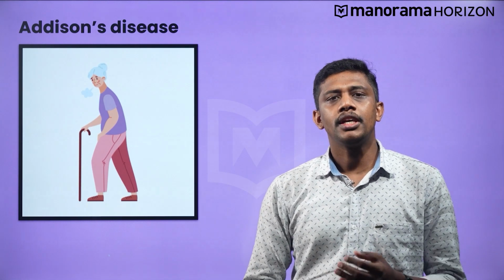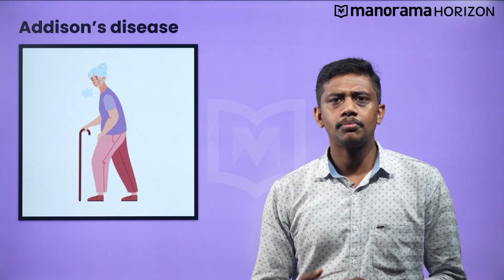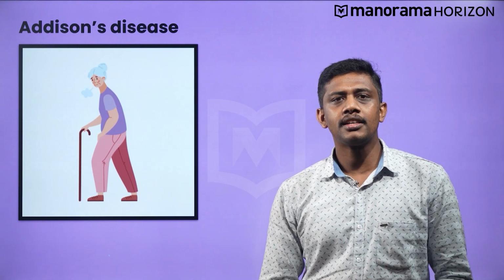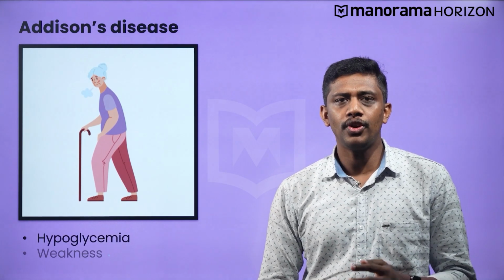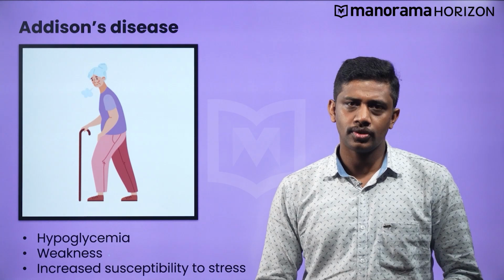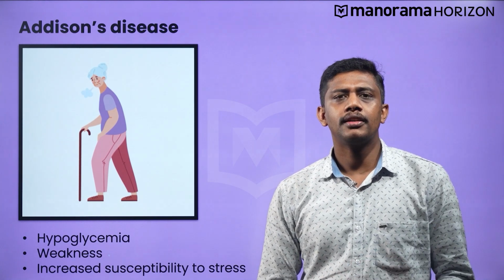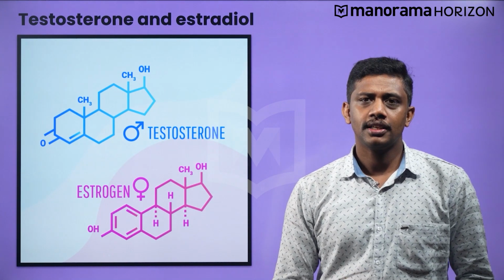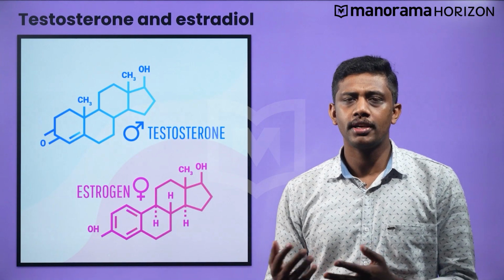For example, if the adrenal cortex does not function properly, then it will lead to Addison's disease. This disease is characterized by hypoglycemia, weakness, and increased susceptibility to stress. The disease is fatal unless it is treated. Finally, we may discuss the steroid hormones produced by gonads.